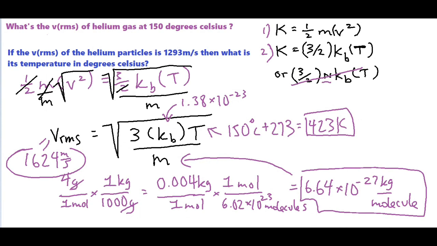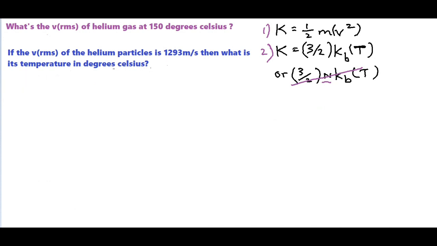Now, as I said before, there are plenty of ways you can plug into the calculator. I tend to put it into smaller chunks so I don't have to wrap as many things in parentheses, but whatever is your preference works too. So we got 1,624 meters per second as our root mean square velocity for the first one. So let's clear the screen and then take a look at our second example. For our second one, we have the root mean square velocity of 1,293. And then we are going to find the temperature in degrees Celsius.